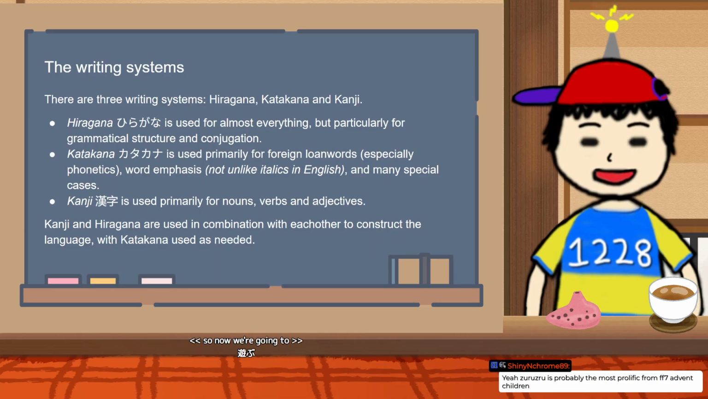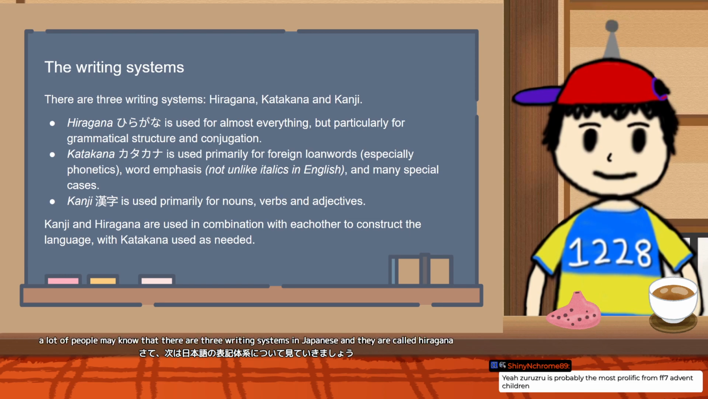So now we're going to move on to the Japanese writing system. So, a lot of people may know that there are 3 writing systems in Japanese, and they are called hiragana, katakana, and kanji.